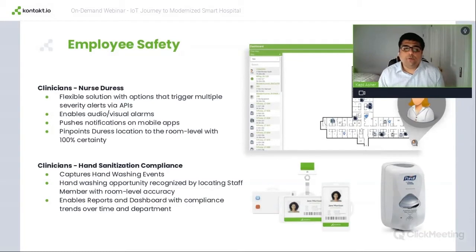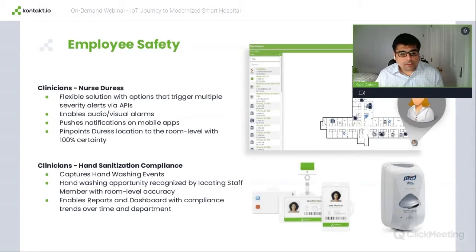So we can do the tracking of the hand washing compliance all the way from a department level to that individual level. So depending on how comfortable your hospital feels about tracking individual hand washing events, we can do it at the department level just to show that one department is doing better than the other, or we can track it all the way down to the individual who is compliant or not.